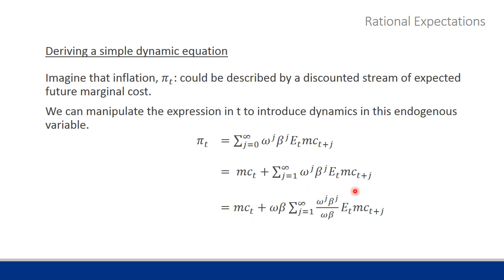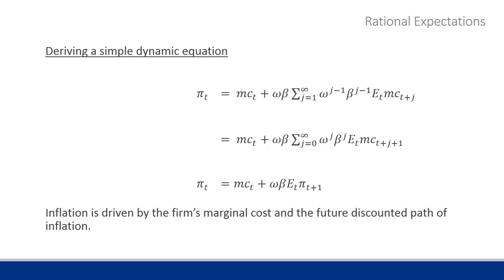And this term above, we have simply multiplied and divided by omega beta. This is to manipulate it, to get it as we want it, to be able to express pi t as a dynamic equation. Taking that further, where we had omega to the j, beta to the j divided by omega beta, we can rewrite that as omega to the j minus 1, beta to the j minus 1. So this is the same term, just written differently.